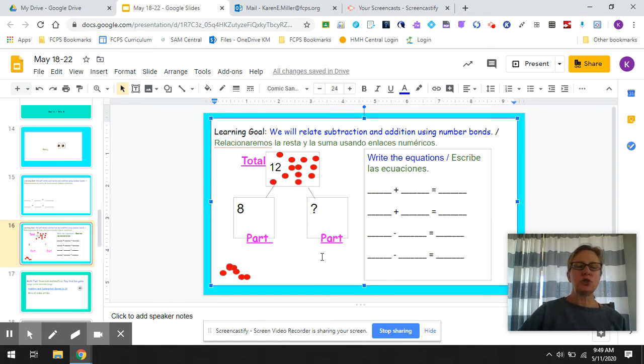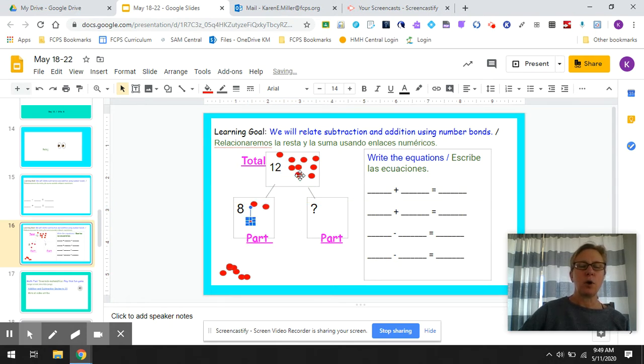I'm going to solve for the unknown and then I'm going to write or type in all 4 equations that go with this model. I know that when I have a total, I can split it into 2 parts. I'm going to split my 12 counters into 2 parts. One of the parts has an 8 because that's what my model is showing me. The other part I'm not so sure about yet.